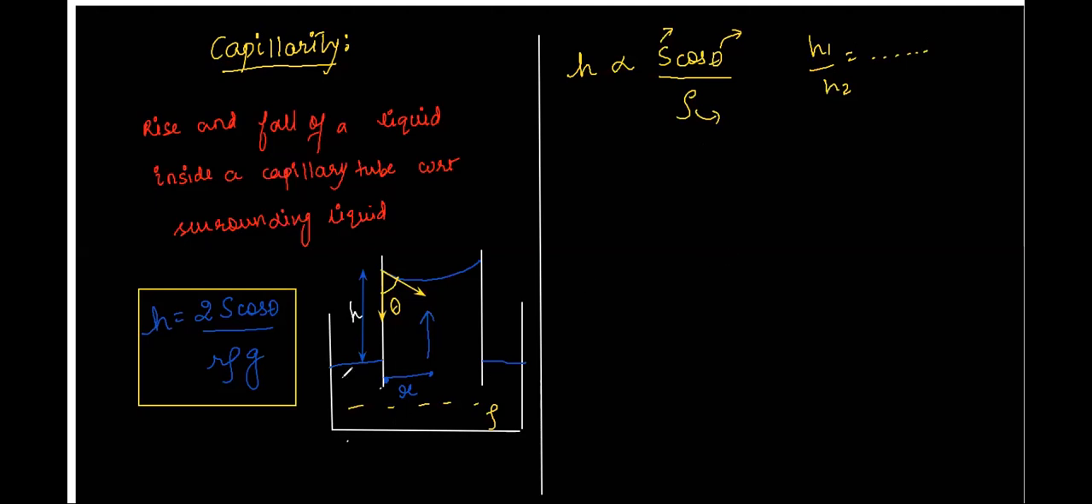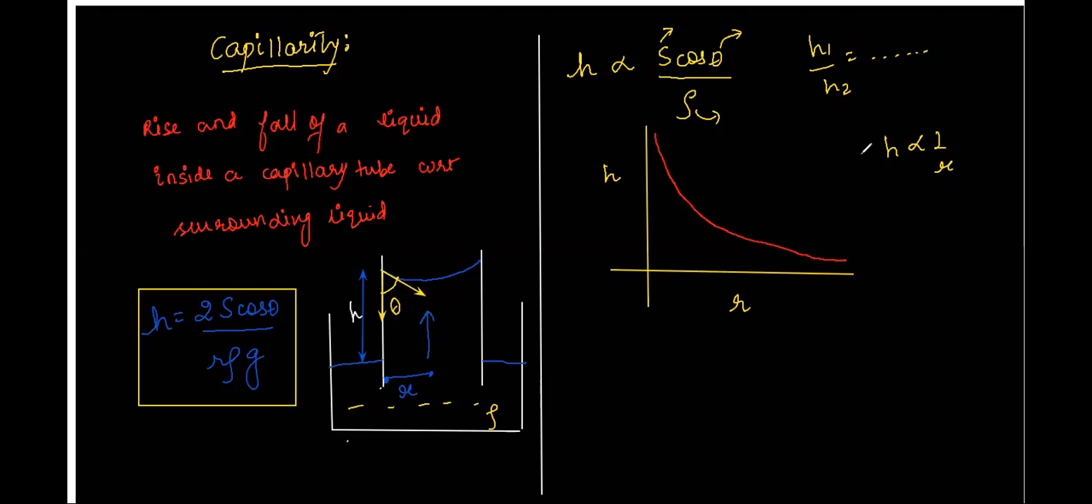Or sometimes you might be asked to draw a graph. Sometimes you might be asked to draw a graph between H and R. So how will you draw that graph? From this formula, it's clear that H is inversely proportional to R. And any two quantities which are inversely proportional, the graph between them is a rectangular hyperbola, something like this. So this is also a keynote point. So these are some key things that you should understand.